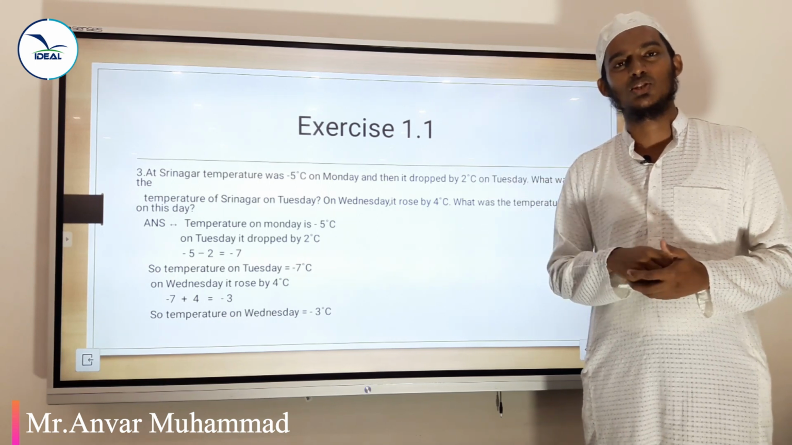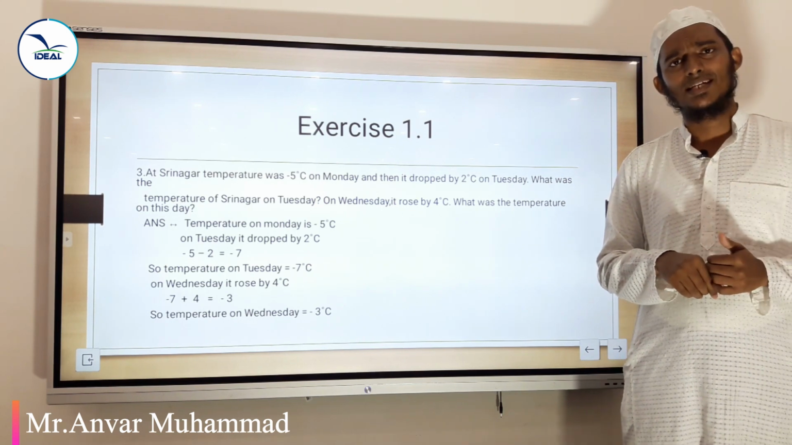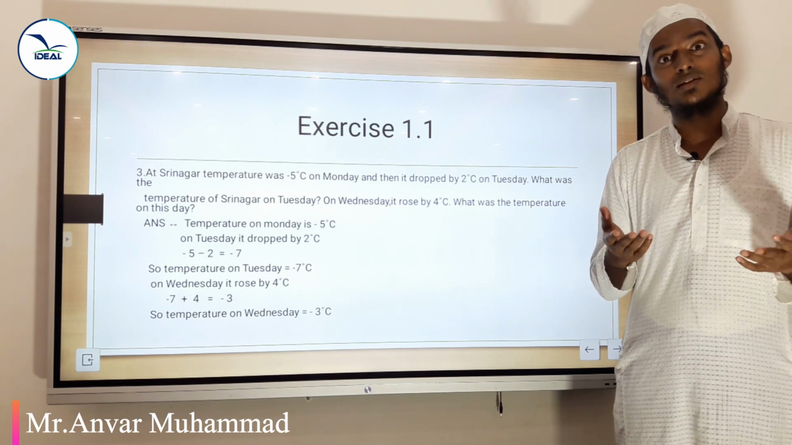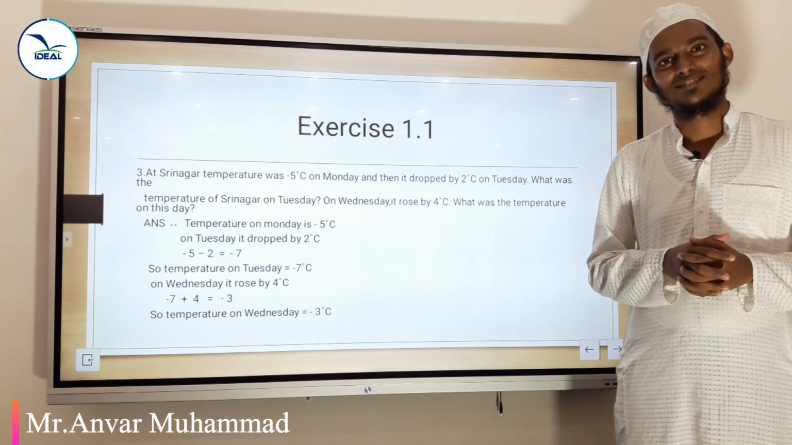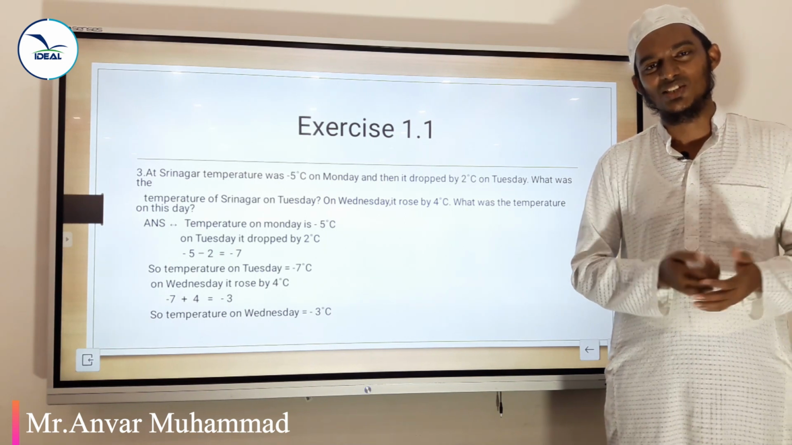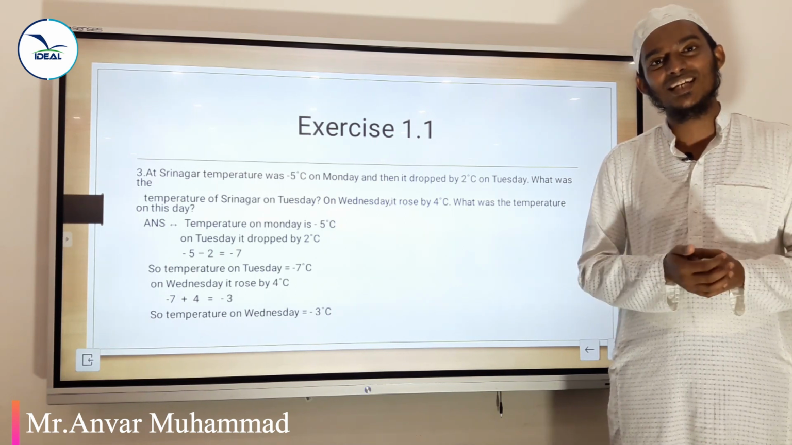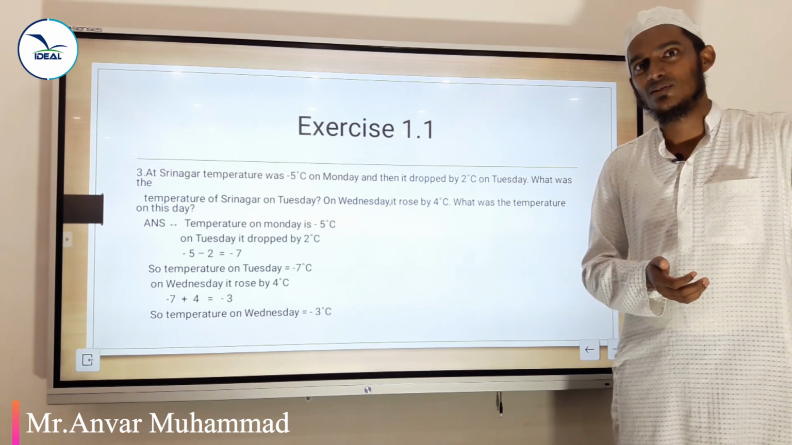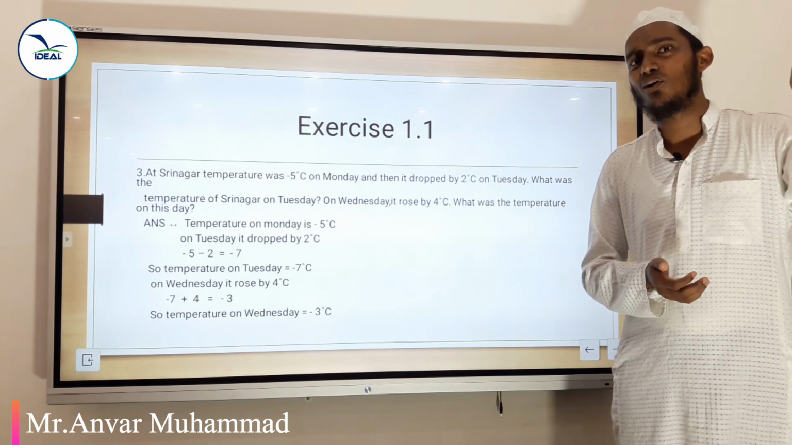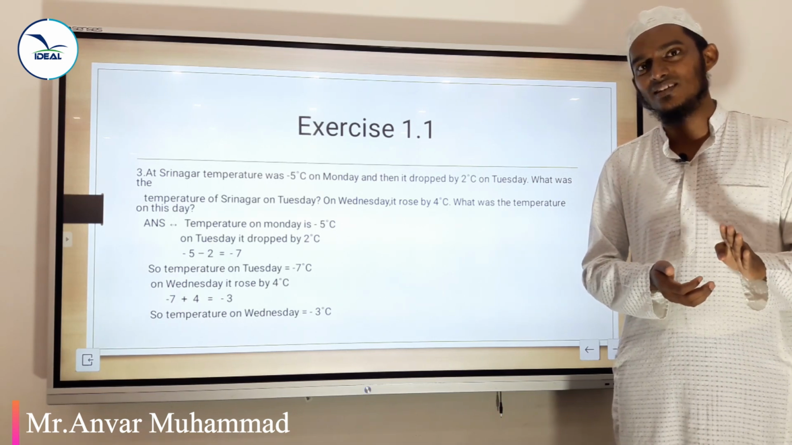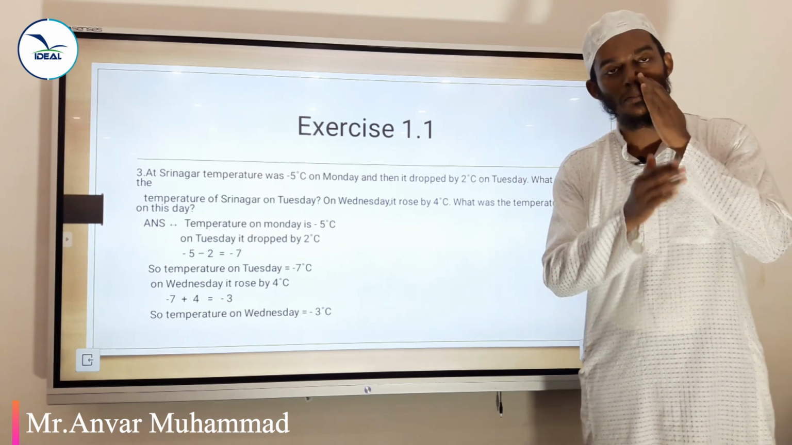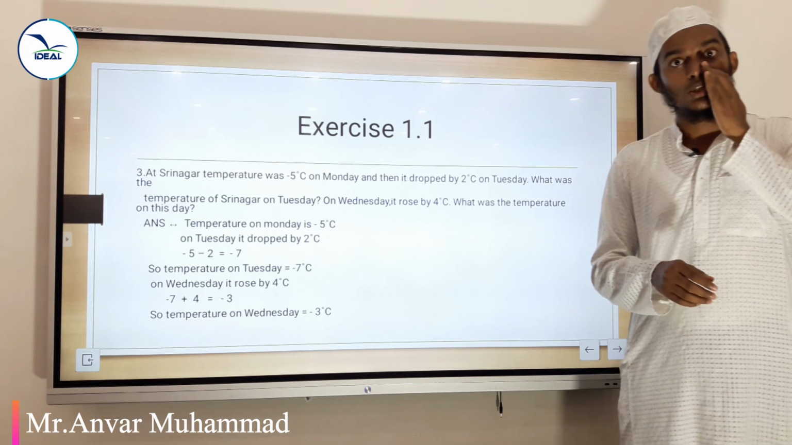Now, continuation of the question. Again on Wednesday, it rose by 4 degrees Celsius. So what is the temperature on this day? The temperature on Tuesday is -7 degrees Celsius. What happens on Wednesday? It rose. So what happens here? Addition by 4, which is a positive integer. So -7 plus 4.